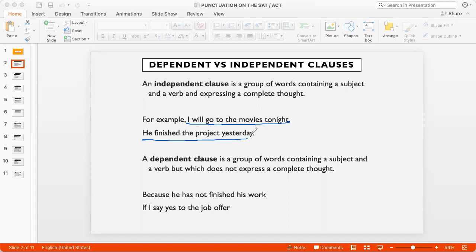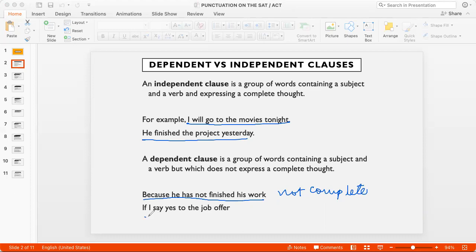A dependent clause, like any clause, will have a subject and a verb, but it would not express a complete thought. For example, because he has not finished his work, right? So this is not complete, right? I know that I need to add something here for this to make sense. Because he has not finished his work, he'll stay back late.